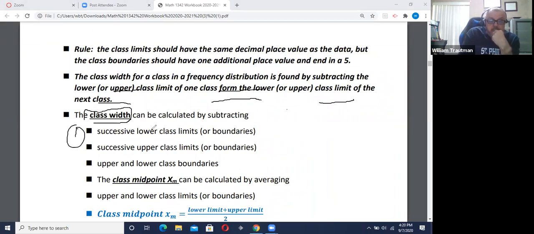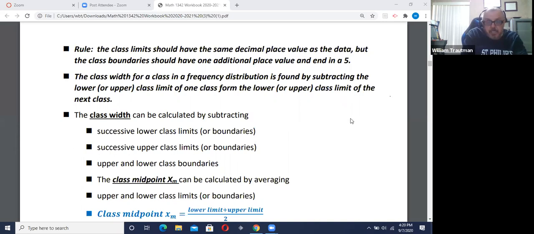First, you can do successive lower class limits. What you're just going to do is subtract the two. It says subtracting lower class limits, upper class limits, or upper and lower boundaries. They don't have to be successive. See, these say successive class limits. So let's see what all this means here. Let's find the class width.